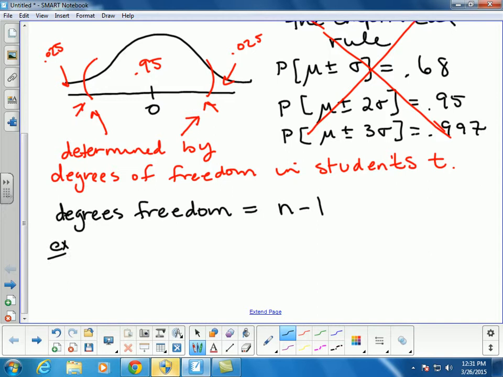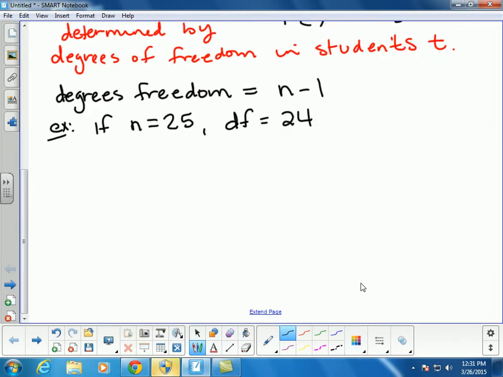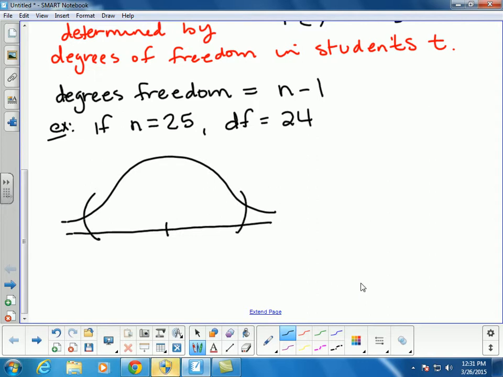So example, if n is 25, the degrees of freedom equals 24. So it's just always 1 less than the sample size. And this comes into play so that we can label how we deal with that t distribution. So if we're here with n equal 25, degrees of freedom equal 24, and we want to look at 95% in the middle, which would indicate a 0.025 here and a 0.025 here, we want the t value at 0.025 with 24 degrees of freedom.